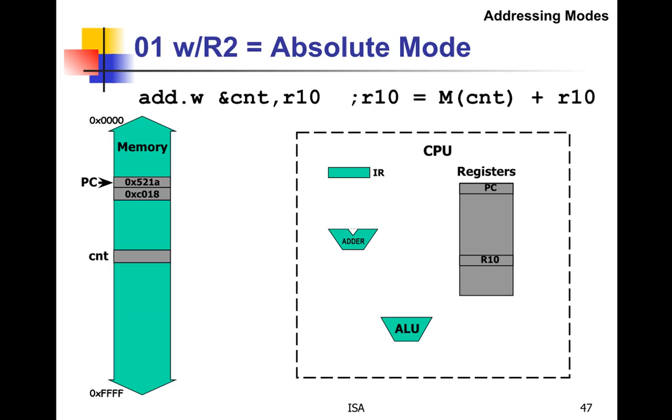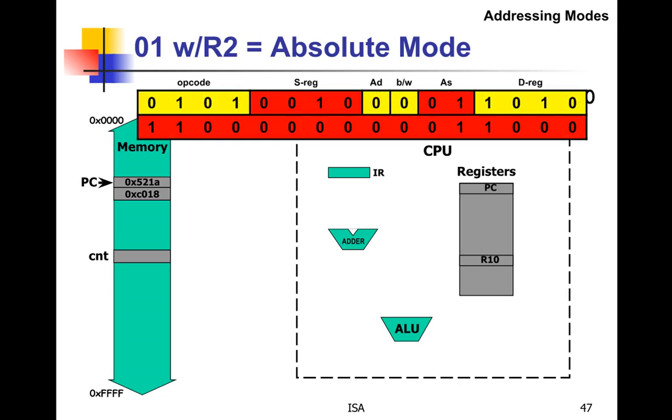So then we've got absolute mode here. Absolute mode basically says go out to the address of whatever's in count, and whatever's at that address is what we want to add to register 10. First of all, we're going to get the two words that we need. The top one is the machine code. The second one is the data, which in this case is C018. That's the actual address where count is.